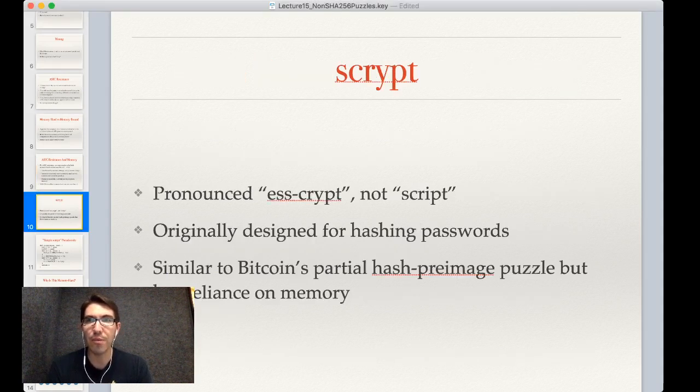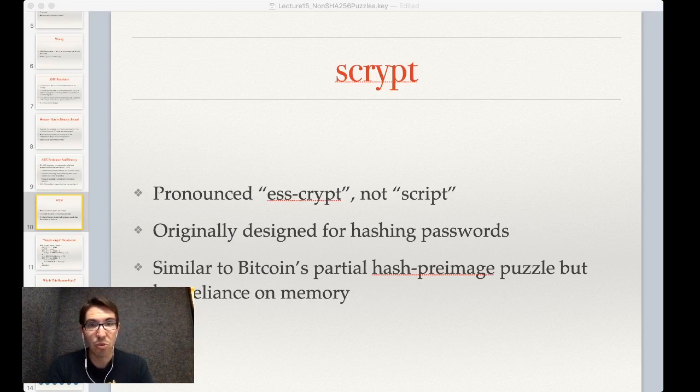So one of the first altcoins, Litecoin, actually uses this algorithm. It's called Scrypt. I always want to say "Scrypt" when I look at it, but it's actually pronounced "Scrypt". This was originally designed for hashing passwords, so it was not made specifically for Litecoin, but rather it was repurposed to be used as the Litecoin hashing algorithm. And there's the same basic idea of producing, given some data in a block, a hash, like a partial hash pre-image puzzle, but we want to make sure that this has a reliance on memory. So I'm going to walk through some pseudocode for how Scrypt works here.